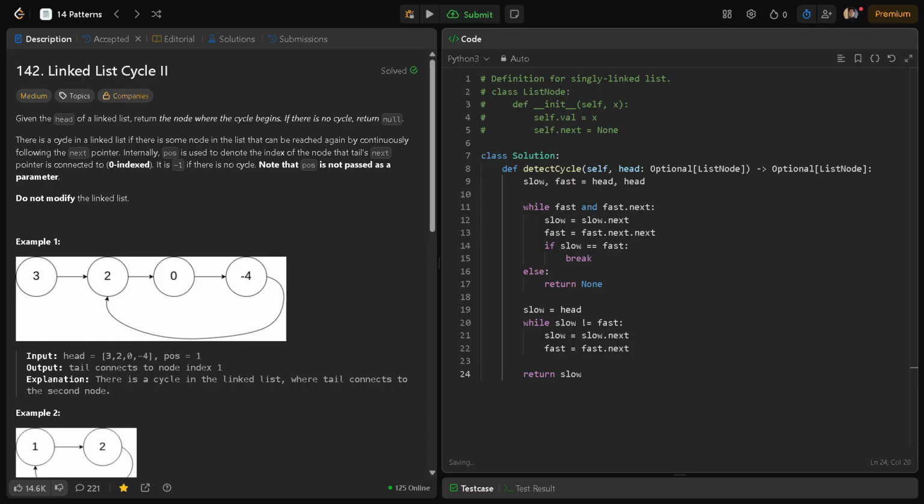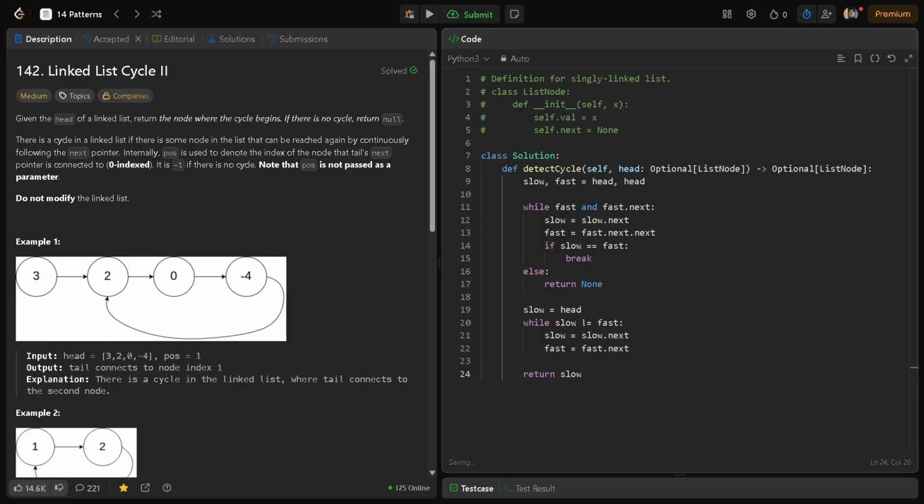Next, we enter a while loop that continues as long as fast is not null and fast.next is not null. This ensures we don't accidentally run into an error when moving the fast pointer two steps at a time. Inside this loop, we move slow forward by one step, so we say slow equals slow.next. Then we move fast forward by two steps, so we say fast equals fast.next.next.